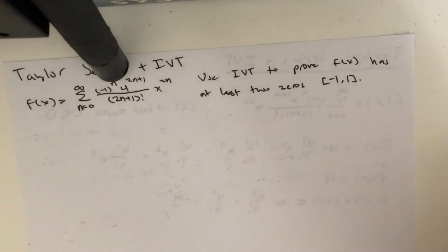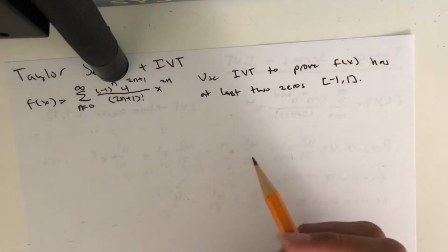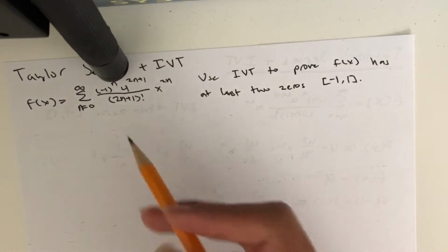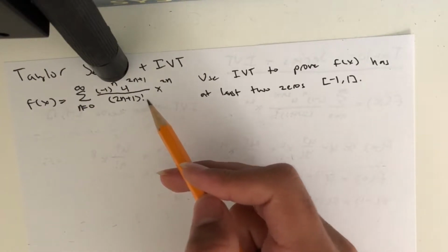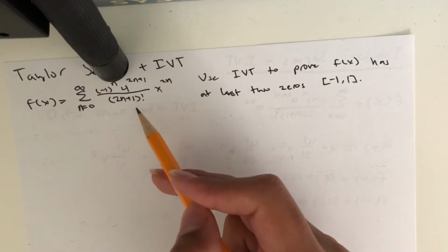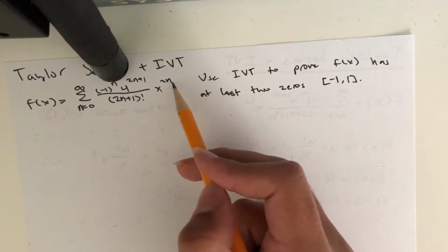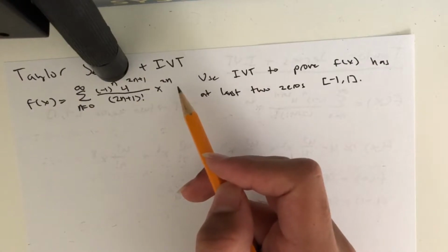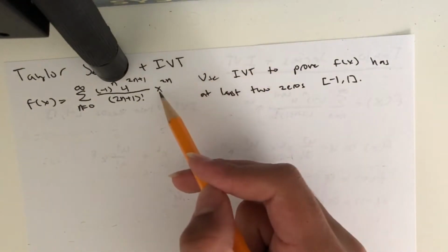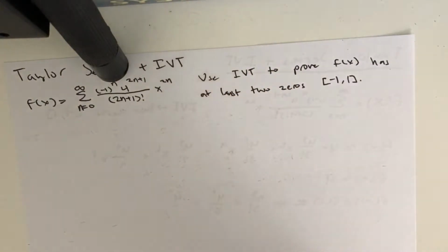Another method to solve this would be to identify what function this summation represents. If we look in the denominator, we see 2n plus 1 factorial. This is indicative of sine of x, which also has this in the denominator. However, sine of x has x to the 2n plus 1 power, and this only has x to the 2n power. So we can multiply by x, which is just 1, to get x to the 2n plus 1 power.